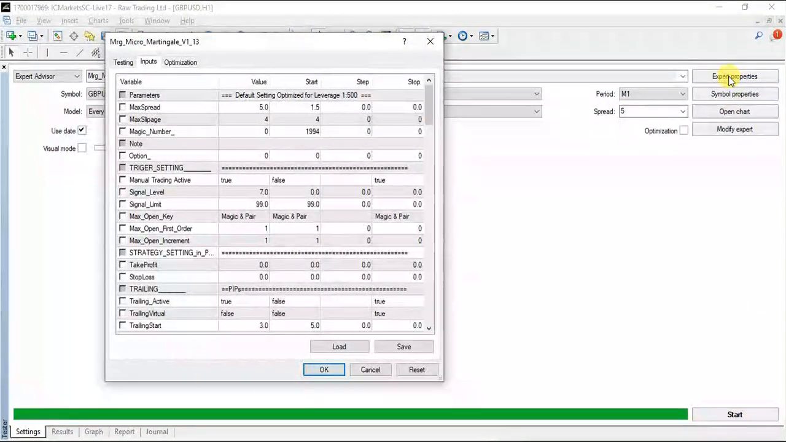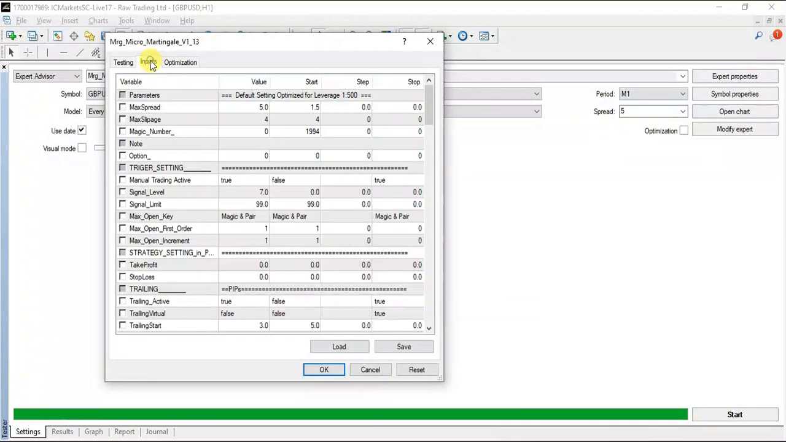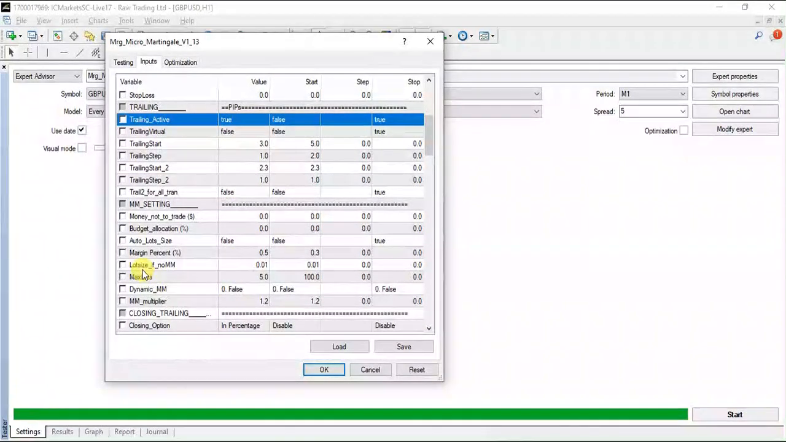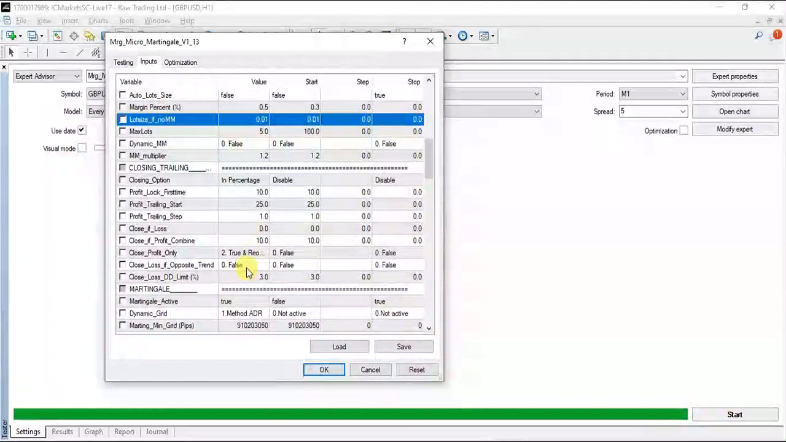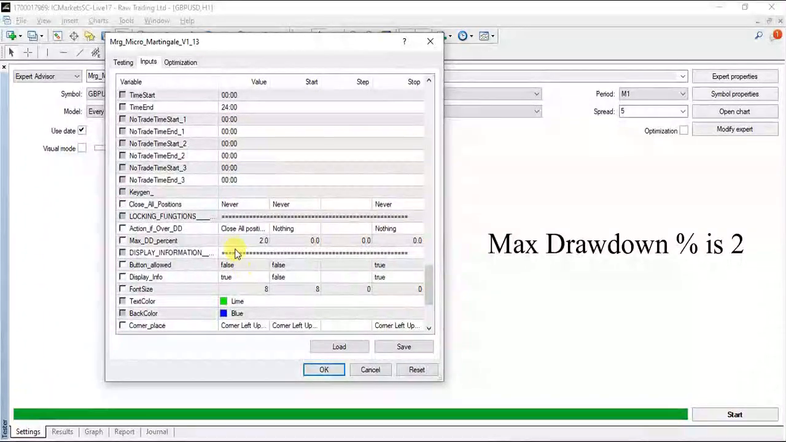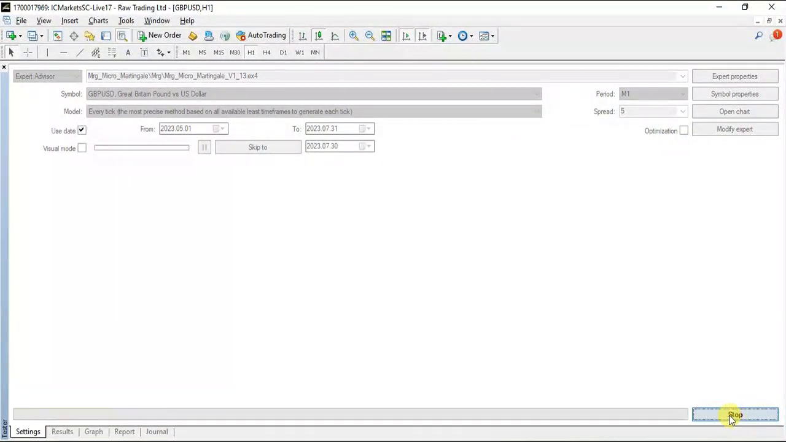Now open expert properties. Initial capital is 100. Max spread is 5. Signal level is 7. Trailing is active and default lot size is 0.01 and max drawdown percentage is 2. Click OK and press the start button.